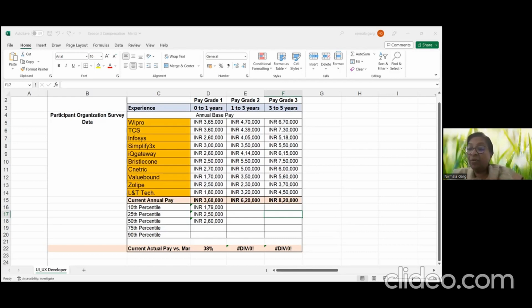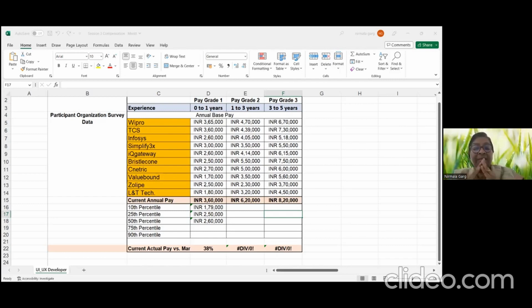Typically, when do I want to compare? Because I want to attract the best. I also want to retain. So I want you to calculate for my current company. First of all, I have not calculated the 10th percentile, 25th percentile, 50th, 75th, and 90th.